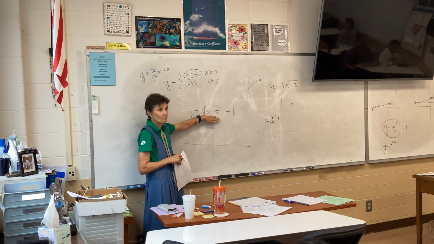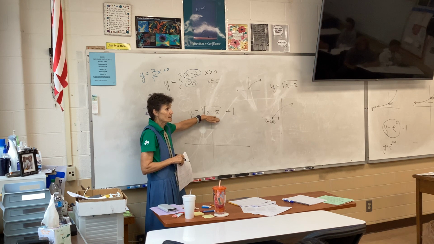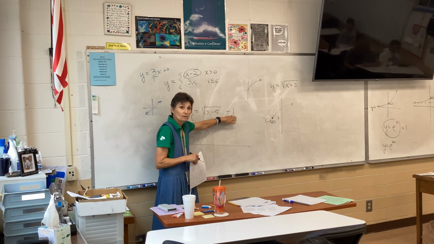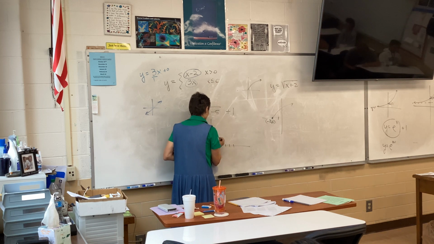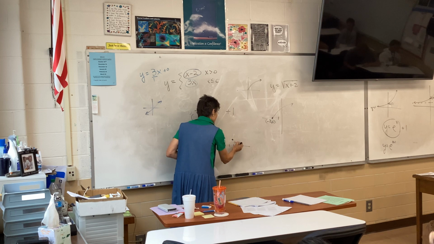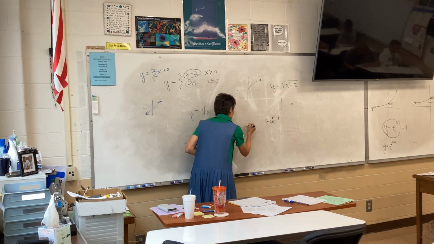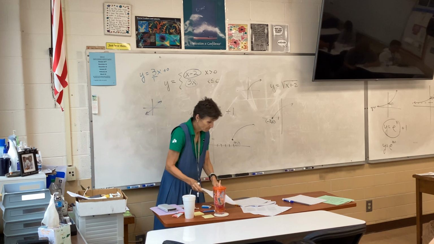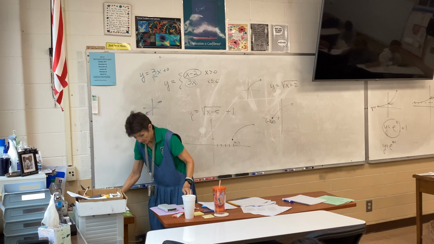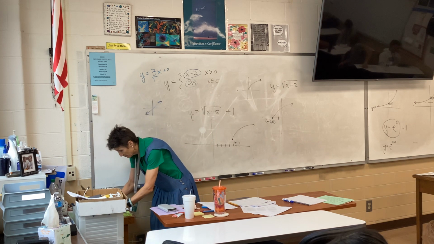What's happened? You go to the right. Right 5, up 1. So right 5, up 1 puts me at the point (5, 1). You need to label that point, and then you just have that little archy thing, just like before.